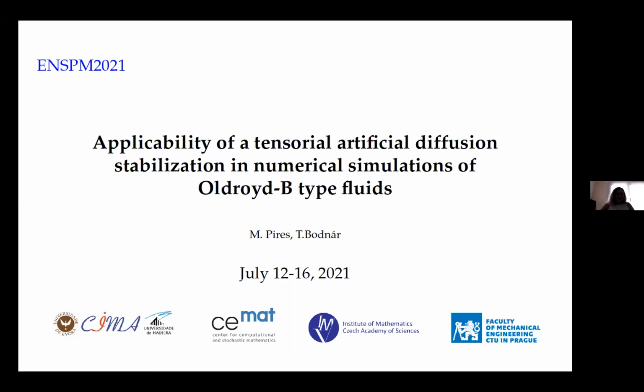So good morning. I want to thank the organizer of the session for inviting me to share. As Michael said, today I would like to speak about the applicability of tensorial artificial diffusion stabilization in numerical simulations of Oldroyd-B type fluids. This work was done with Thomas Bodnár of the Faculty of Mechanical Engineering in Prague and the Institute of Mathematics, Czech Academy of Sciences.